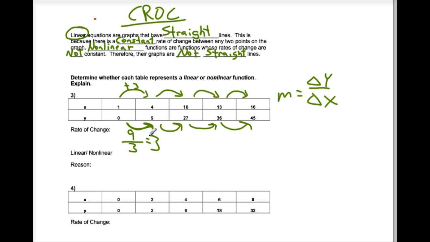The slope or the constant rate of change between the first 2 points is 3. We got to find out if it's always 3. Okay, we got to keep going. What's the change from 9 to 27? Grab your calculators or do it in your head, one of the two. Trace? 18. Over. Trace, what's the change from 4 to 10? 6. Trace, guess what 18 divided by 6 is? 3. Shazam.